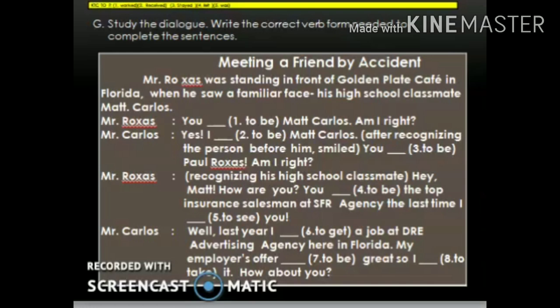In this part, you do not need to copy the entire dialogue. You may just write down the form of the verbs given in parentheses in the correct tense.